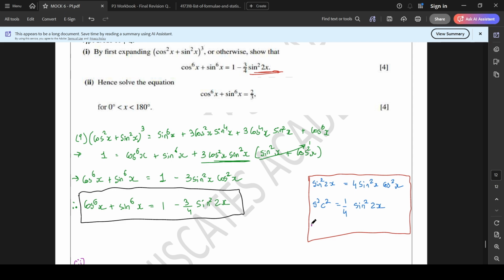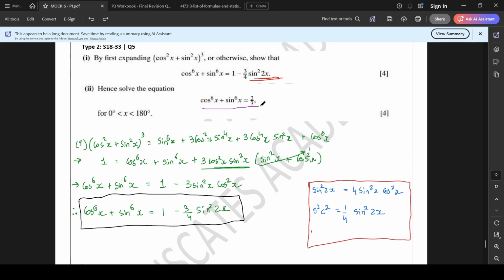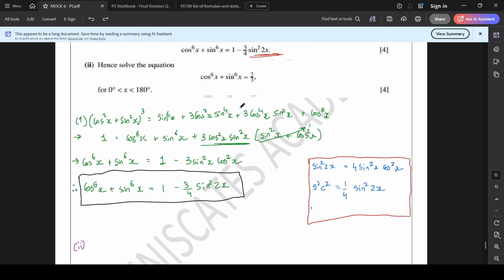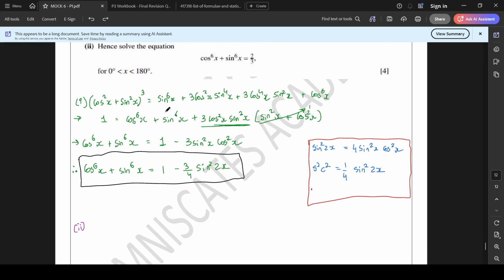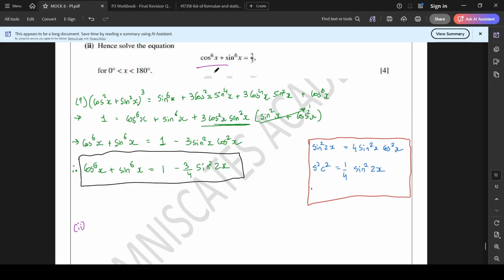I should have drawn this box a bit like this, but it's fine. Now we have to solve this equation. Of course, this is coming from your AS level, so I'm not going to spend a lot of time over here. I'll just tell you the way through which you can manipulate. And then, if you want, you can use the ASTC diagram or whatever tricks you've learned in your AS level. So I want to solve cos x to the power of 6 plus sin x to the power of 6 equal to 2 by 3.